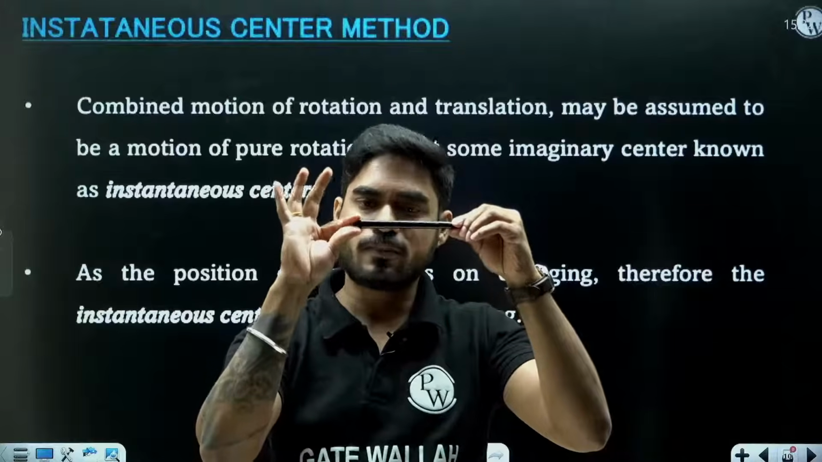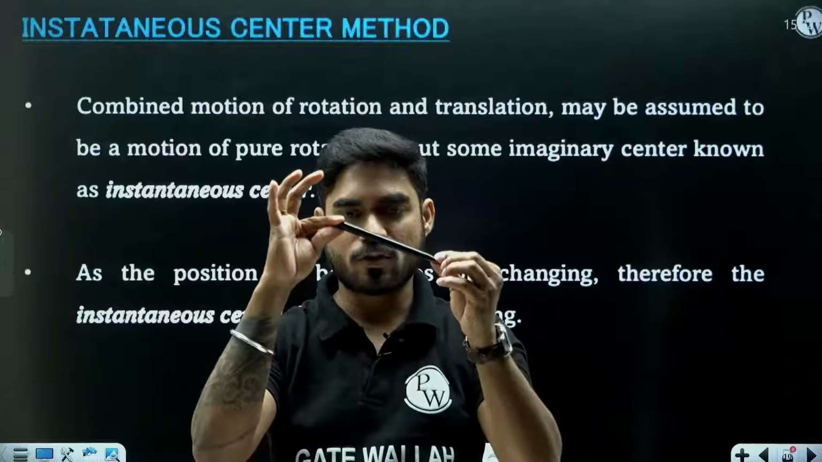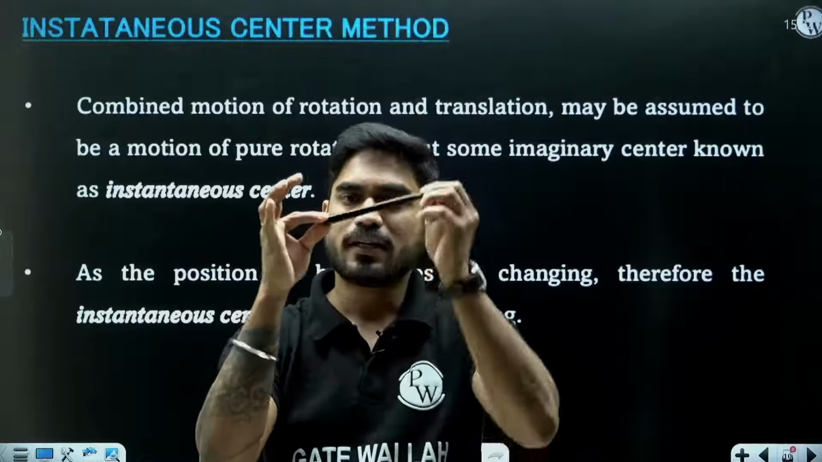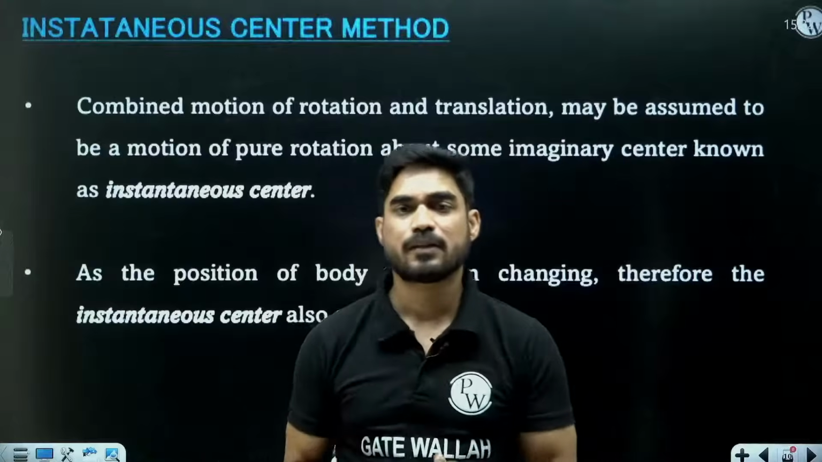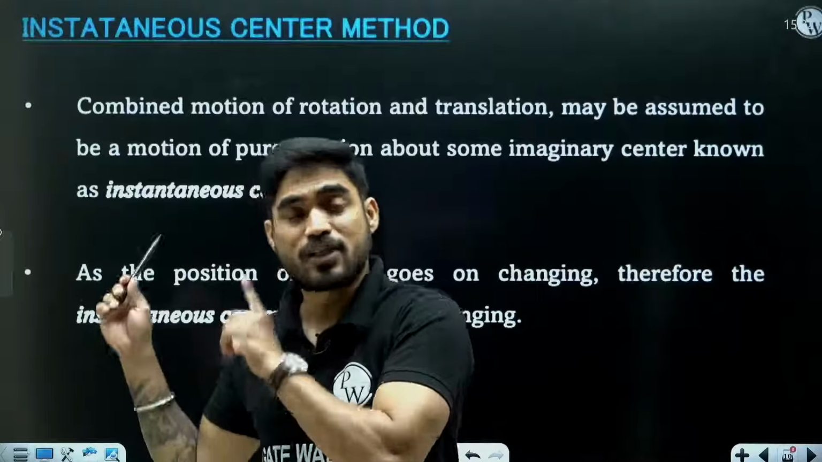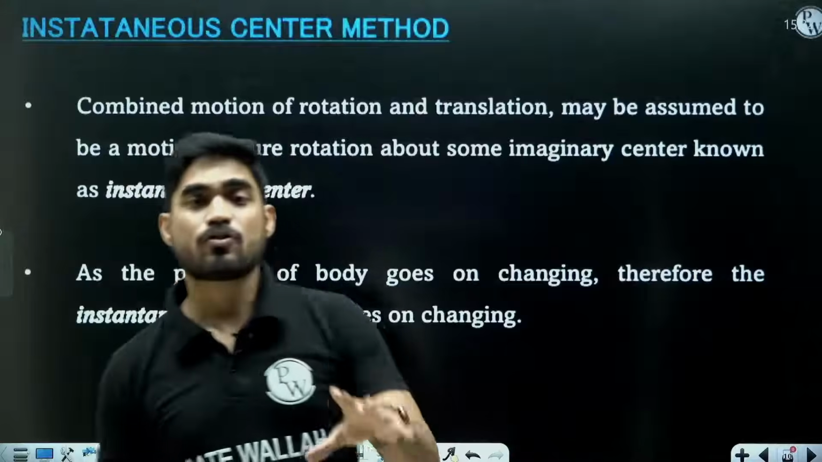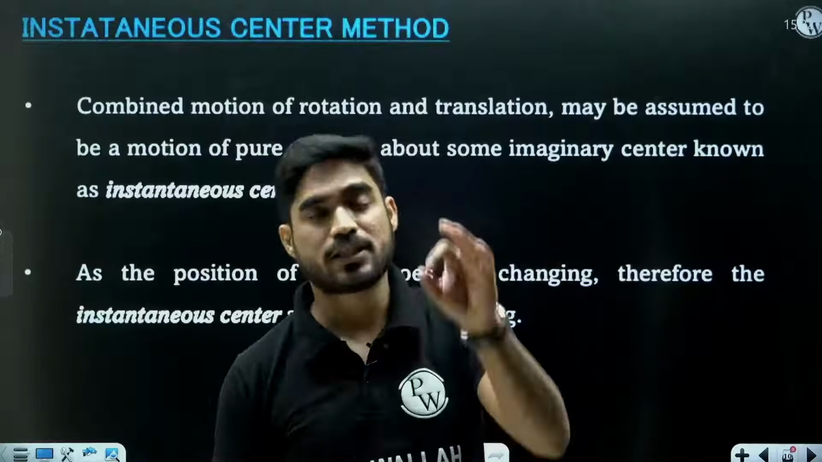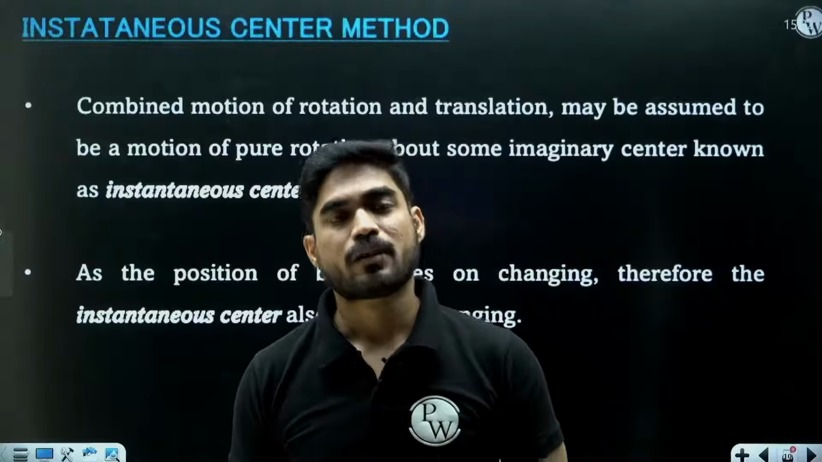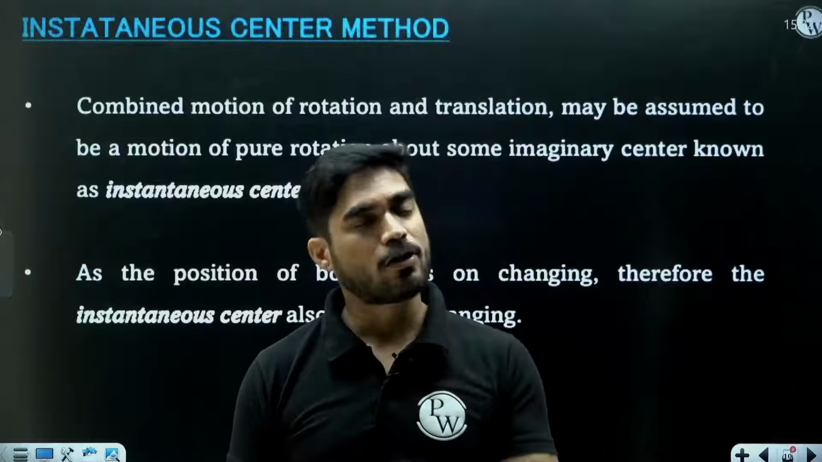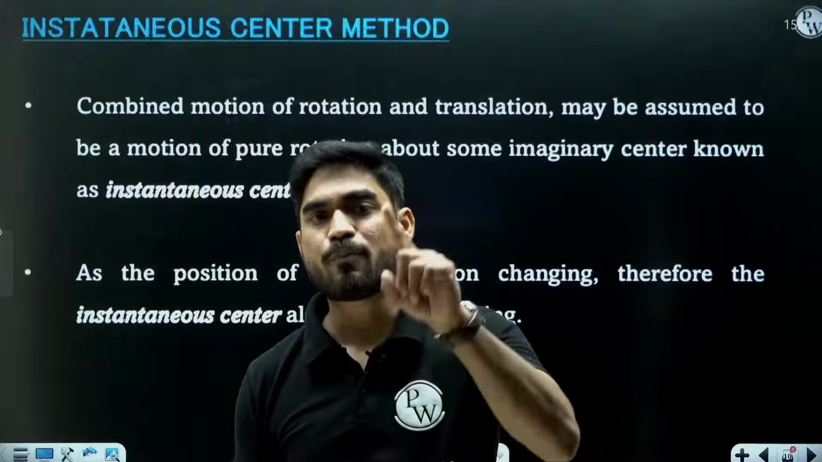It will always be this at t equals 0, t equals 1, t equals 2, t equals 3. At every instant, the center of rotation will be the same. But in case of general motion, I am assuming that it is under pure rotation at a particular instant about some imaginary center, right? This imaginary center will not be fixed. It will keep on changing.